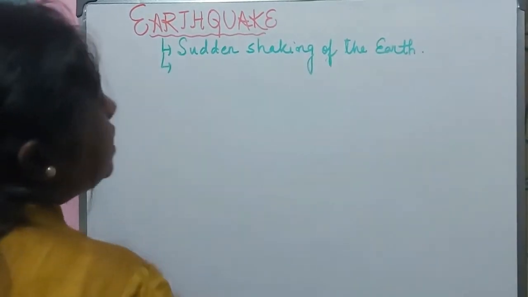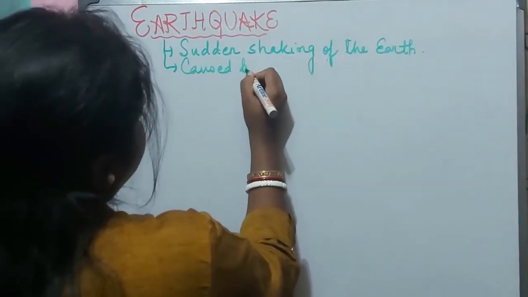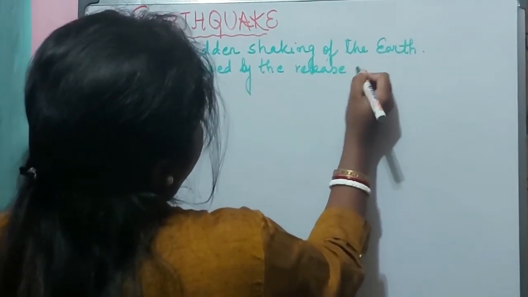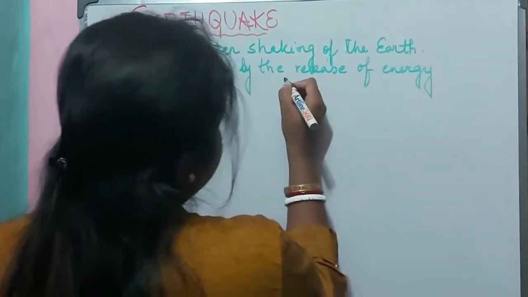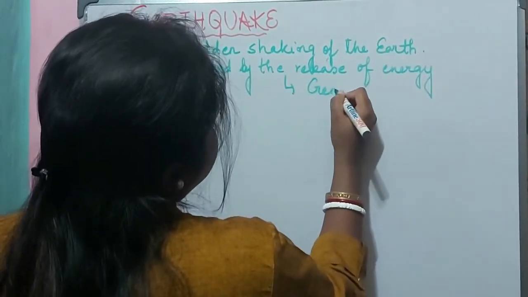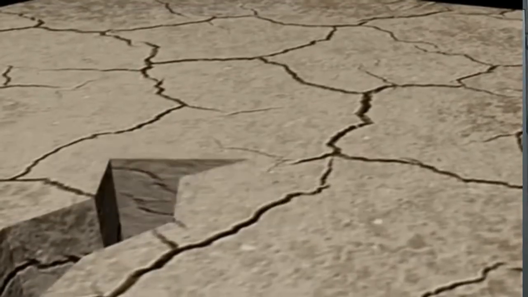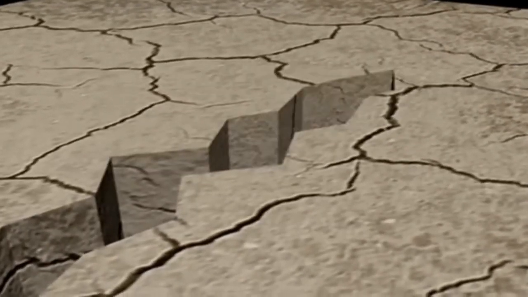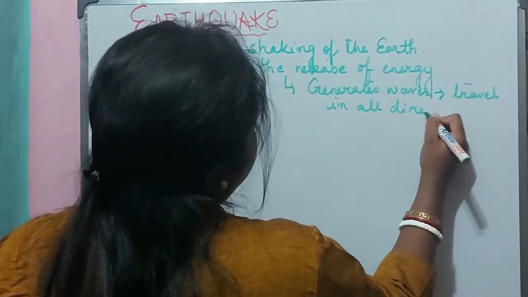Now, how is it caused? It is caused by the release of energy. Now, this energy generates waves and they travel in all directions.